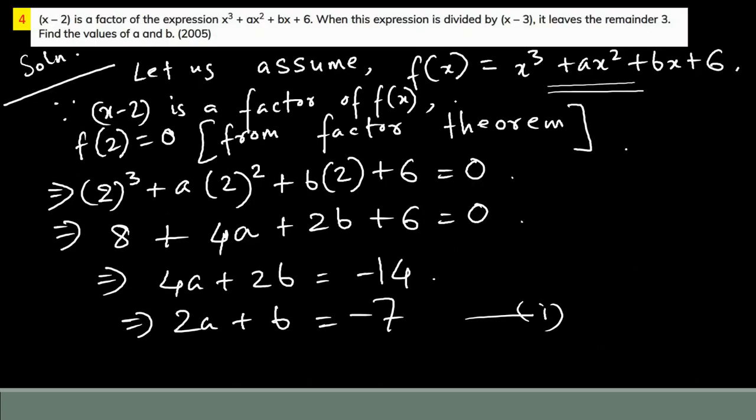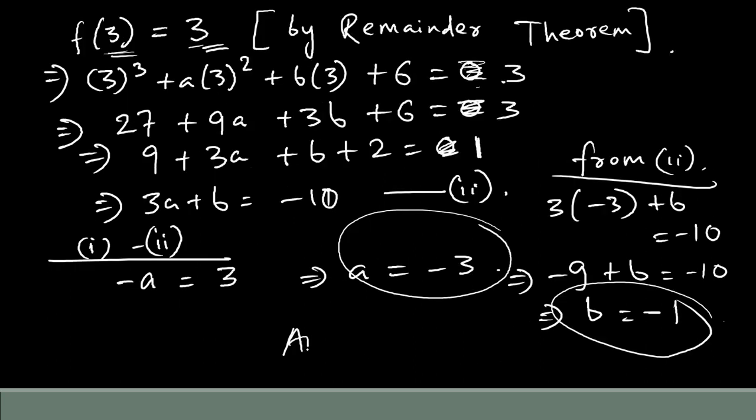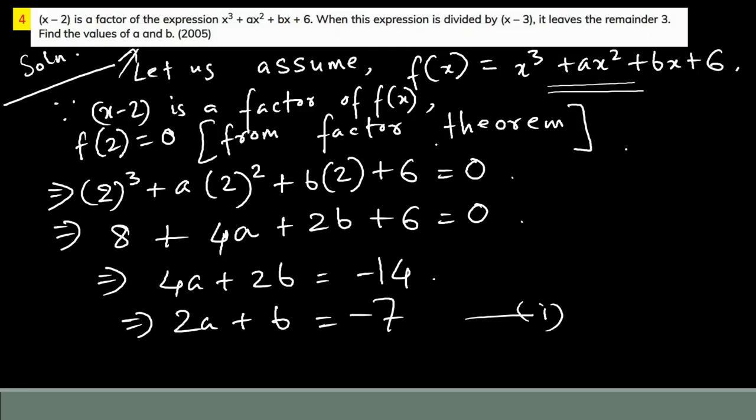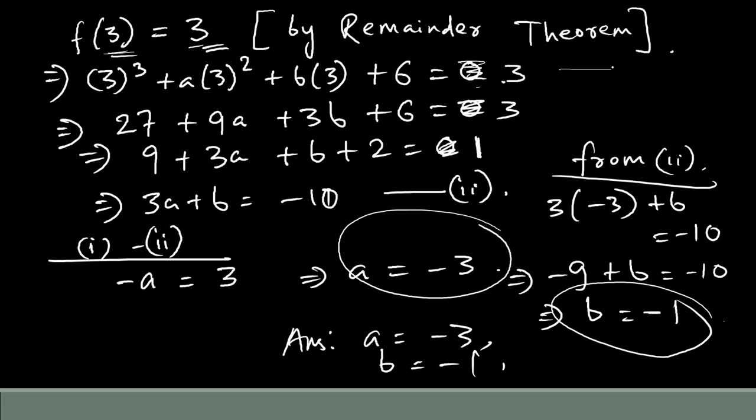I hope they asked you this: find the values of a and b. They wanted you to just write the answer at the end. The answer is a equals minus 3 and b equals minus 1. Okay, so I hope this is clear. First we used the factor theorem here, and here we used the remainder theorem. So both theorems we used to get two equations, and from there we found the values of a and b.